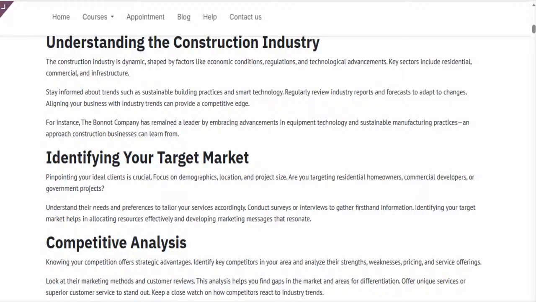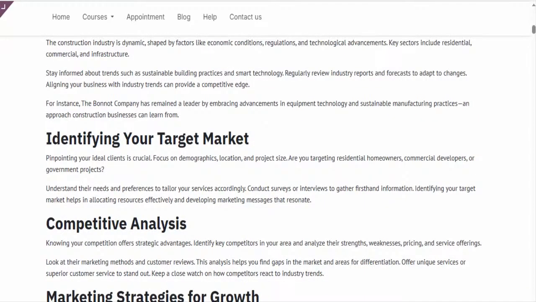Identifying your target market. Pinpointing your ideal clients is crucial. Focus on demographics, location, and project size. Are you targeting residential homeowners, commercial developers, or government projects? Understand their needs and preferences to tailor your services accordingly. Conduct surveys or interviews to gather first-hand information. Identifying your target market helps in allocating resources effectively and developing marketing messages that resonate.